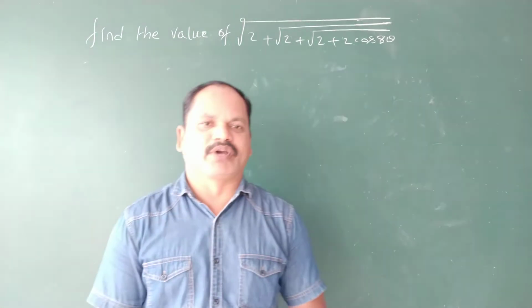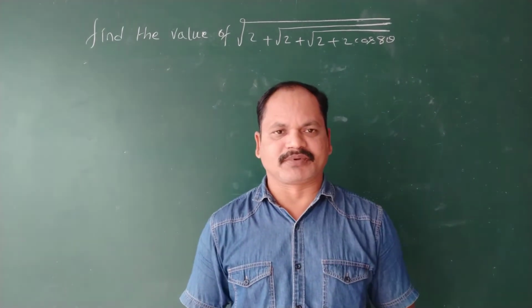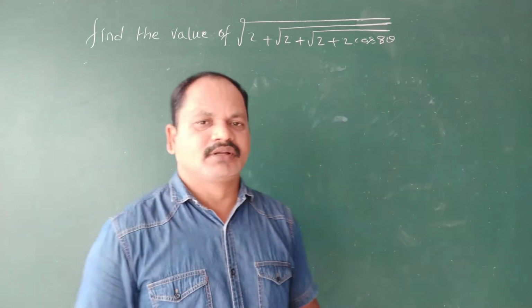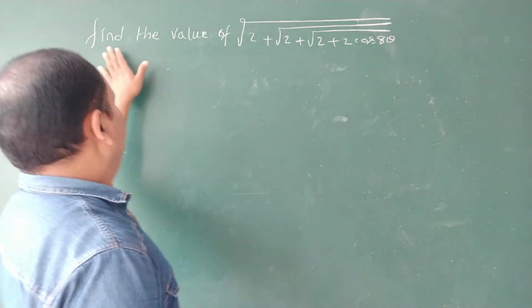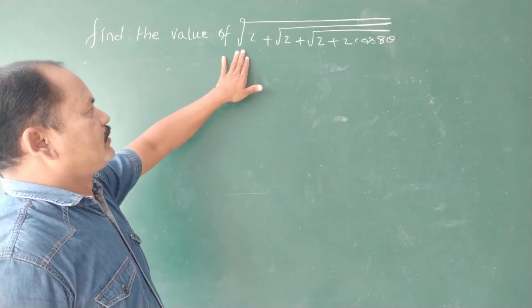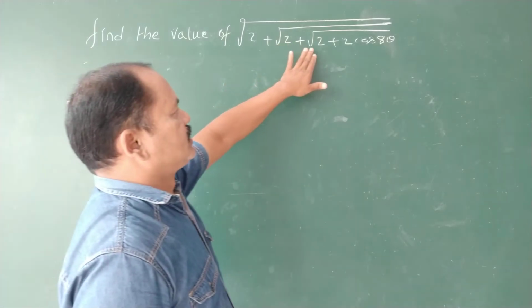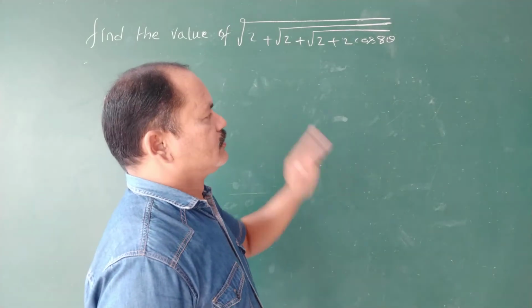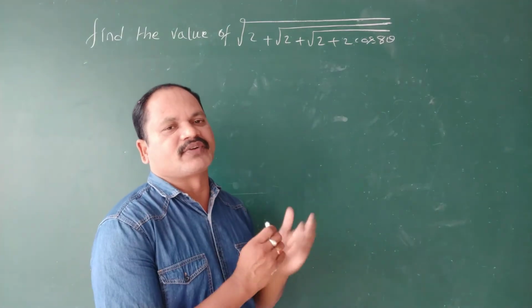Dear students, we are going to the chapter-wise concept. The chapter is trigonometry. The topic is multiple and submultiple angles. Now, find the value of square root of 2 plus square root of 2 plus square root of 2 plus 2 cos 8 theta. So, we have to find this value.